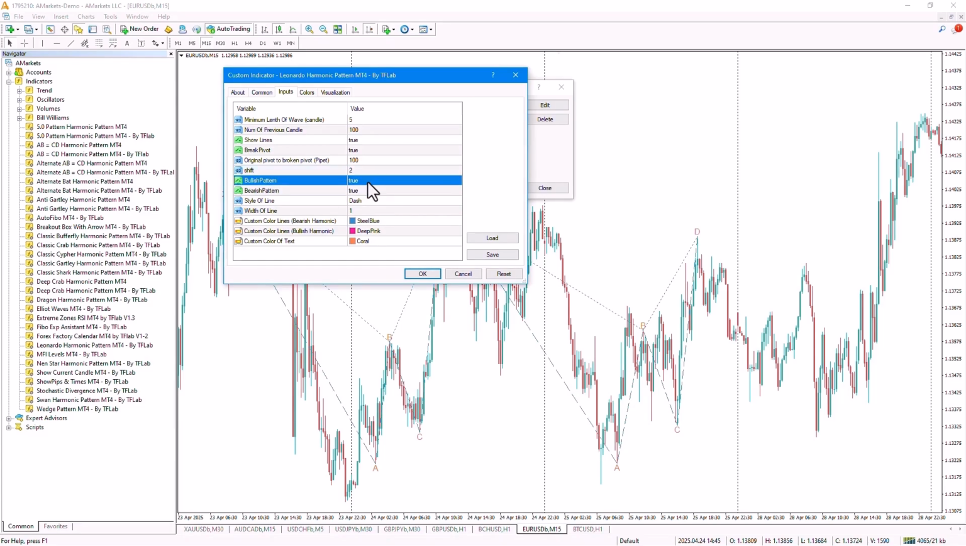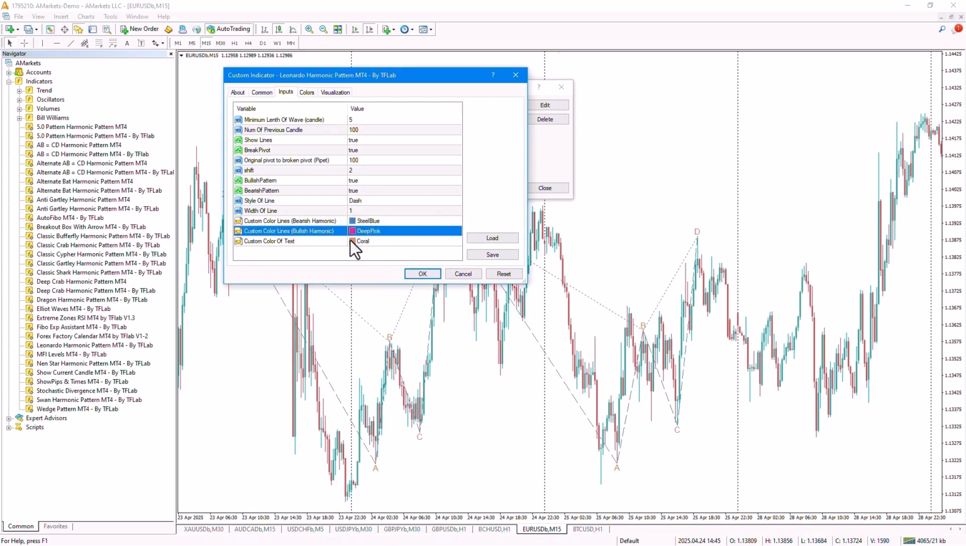In the next 2 sections, we can enable or disable the display of bullish harmonic patterns and bearish harmonic patterns. We can determine the pattern drawing type, which can be changed based on 5 modes: solid, dash, dot, dash-dot, dash-dot-dot, with the default set to dash. In the next section, we can set the line thickness. And if we set this number higher than 1, the indicator automatically changes the style from dash and other styles we've set to solid, displaying smooth lines for us.